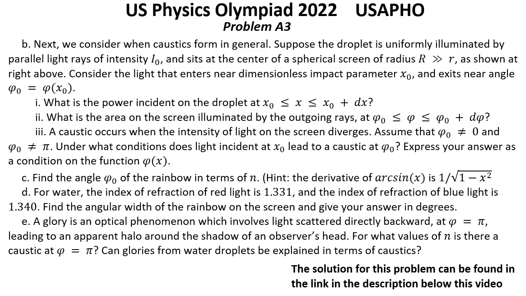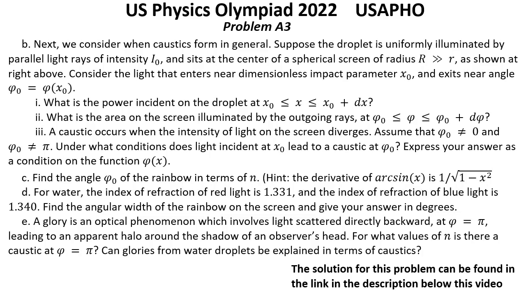Third, a caustic occurs when the intensity of light on the screen diverges. Assume that phi0 not equal 0 and phi0 not equal pi. Under what conditions does the light incident at x0 lead to a caustic at phi0? Express your answer as a condition on the function phi from x.